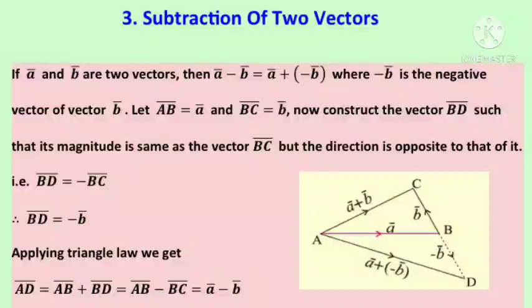Now next you have to consider the triangle ABD. We have studied the triangle law. So what will AD bar be equal to? It will be equal to AB bar plus BD bar, that is A bar plus minus of B bar, which is one and the same as A bar minus B bar. So this is called subtraction of two vectors.